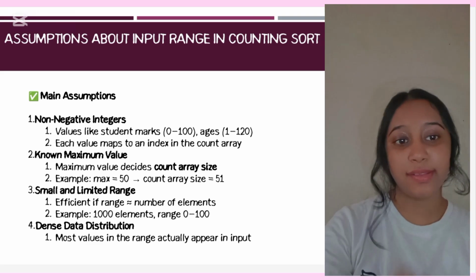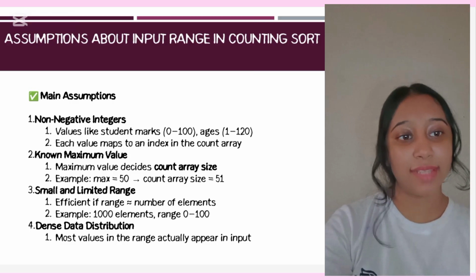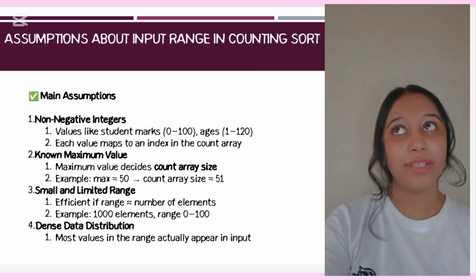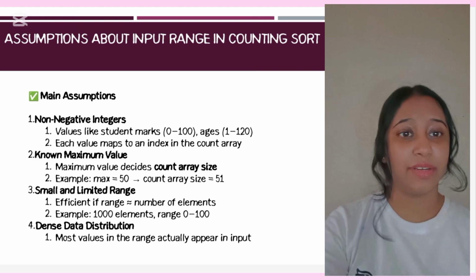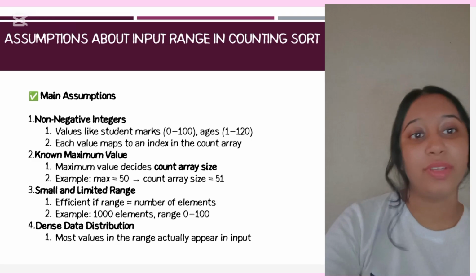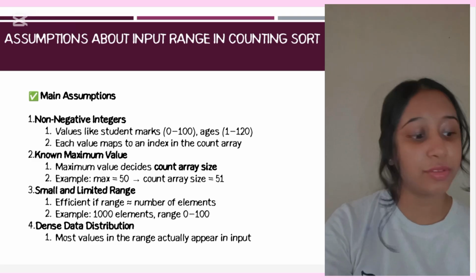The third one is a small and limited range. The most important assumption is that the range of input values is small. For example, n equals 1000 elements with a range of 0 to 100 is efficient. If the range is much larger than the number of elements, counting sort is not suitable.